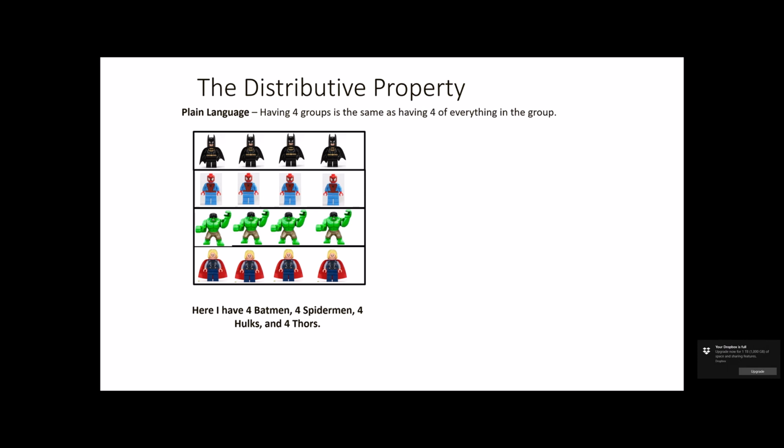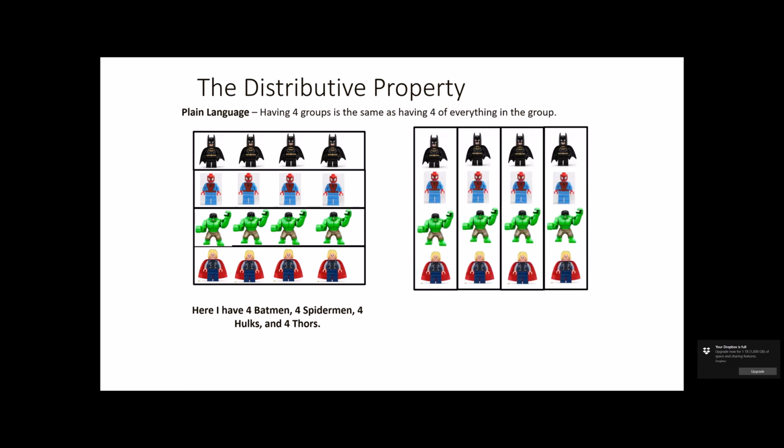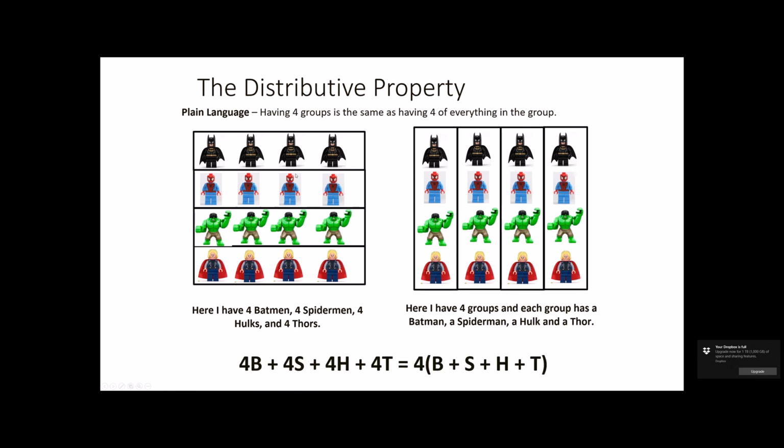If you're not sure, or if you know better than I do, you can feel free to let me know in the comments section. Over here on the right, though, I have 4 groups, and each group has a Batman, a Spider-Man, a Hulk, and a Thor. Notice I have the exact same figures here on the left as I do here on the right, I've just reorganized it. Over on the left, I have 4 Batmen, and 4 Spider-Men, and 4 Hulks, and 4 Thors. Whereas on the right, I have 4 groups, and each group has the exact same thing in it. 2 different ways to organize or think about the exact same information.